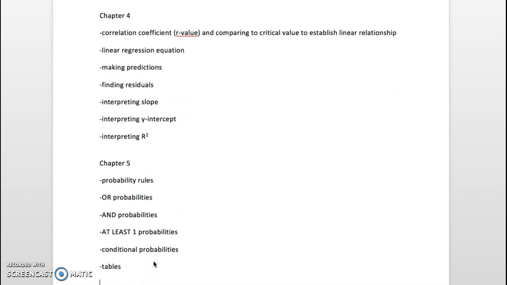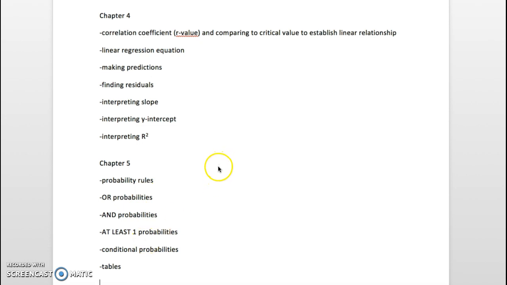For Chapter 5, we're dealing with probabilities and tables. So think about your probability rules. I'm not going to ask you to write out the rules and symbols. You're going to be applying the rules to find probabilities. You will have an assortment of the or, and, at least. You'll have some conditional probabilities, and some of these may be in tables. So think about the two-way tables. It was really easy to ask conditional probability questions and embed some of these here, as well as separate problems.